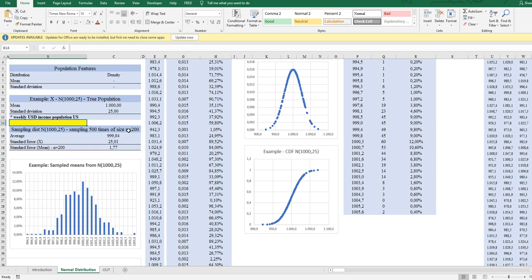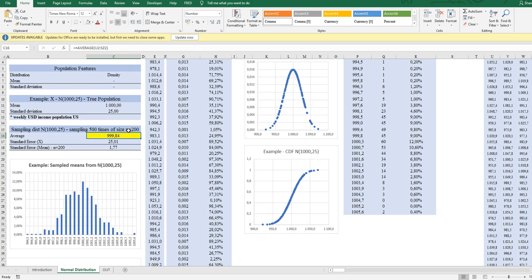of the sample. So in this case, I tried to sample 500 times out of this distribution with a sampling size of 200. So 500 times I have taken a sample out of the distribution and calculated the values. And according to the CLT, the average should be 1000.